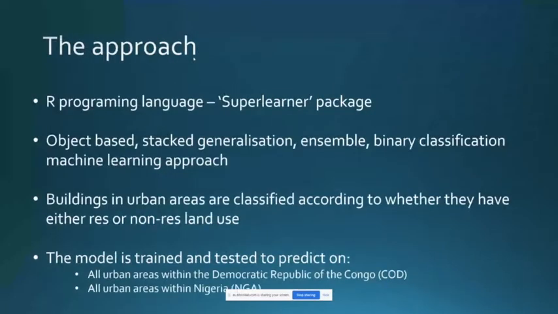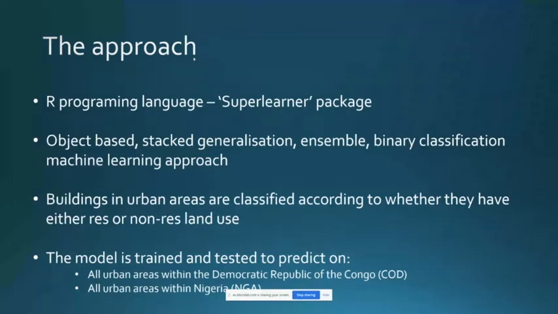So what approach are we using? Well, we're using the SuperLearner package in R, which was designed by Polley, and we are using an object-based stacked generalization ensemble binary classification machine learning approach. Lots of words there, but basically that's the approach of Hugh Sturrock. I'll explain what some of those words mean in a minute.